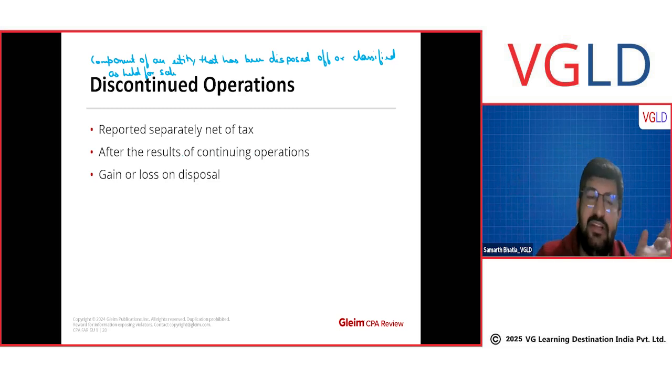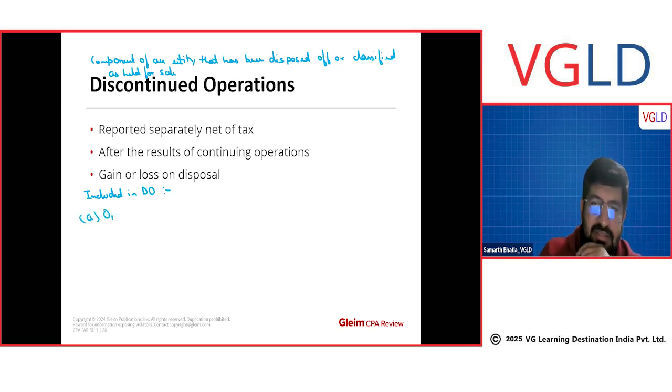But what should be included in the discontinued operation? I'll be adding one point here. What should be included in discontinued operations? So the first is operating results, net of tax.